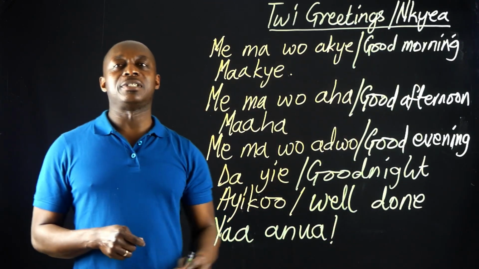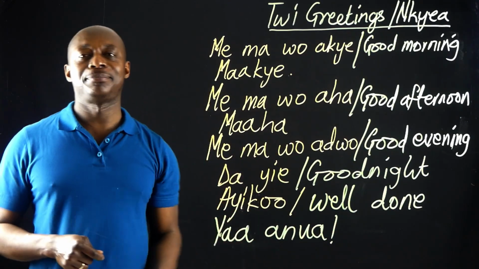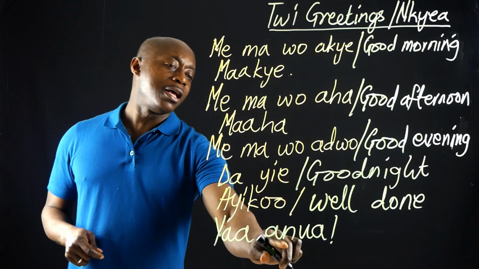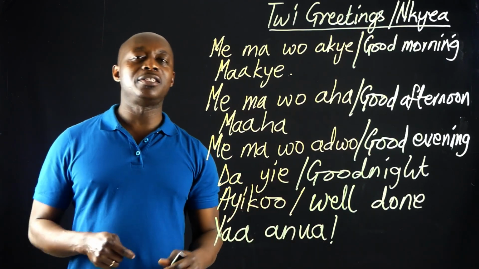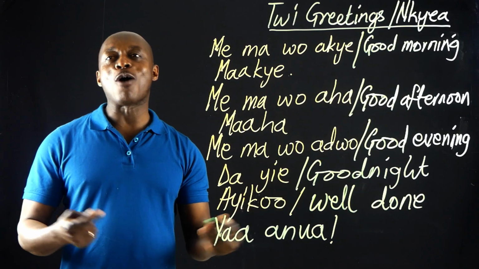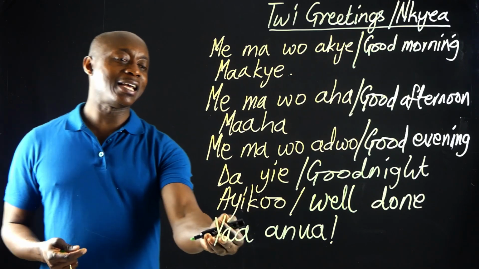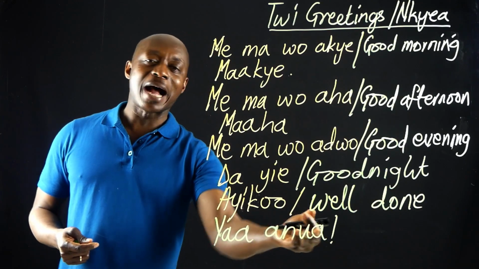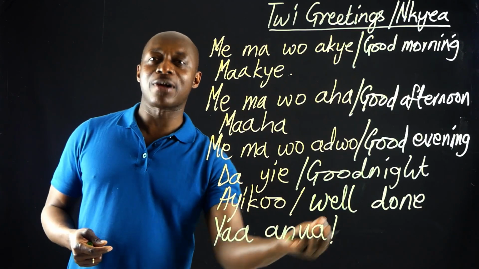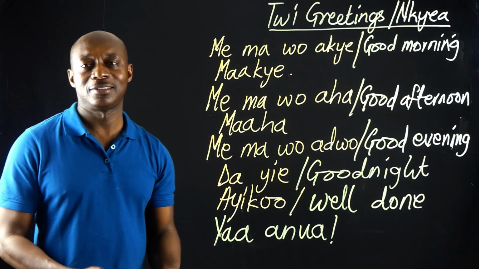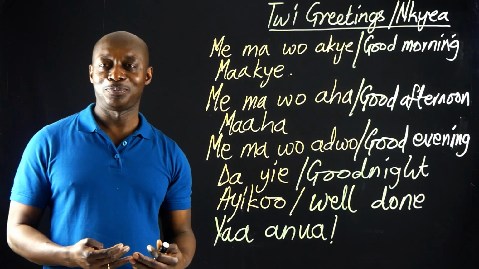Then I will respond, ya anua. Anua comes from the word nua, which means brother or sister. So it's like saying, ya my sister, or ya my brother, ya anua. That is how we will respond.